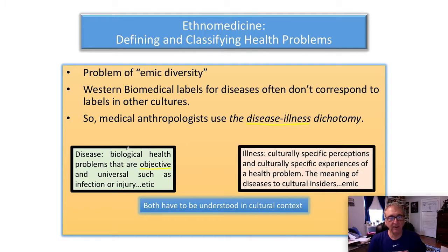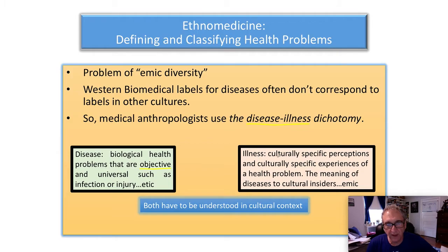If we were looking at COVID-19, what would we say about it as a disease? It is caused by a virus. The statement that it's caused by a virus is an objective fact. Now we go from the objective qualities of a health problem to illness. So illness is the emic. The disease-illness dichotomy is talking about this relationship between the etic and the emic.